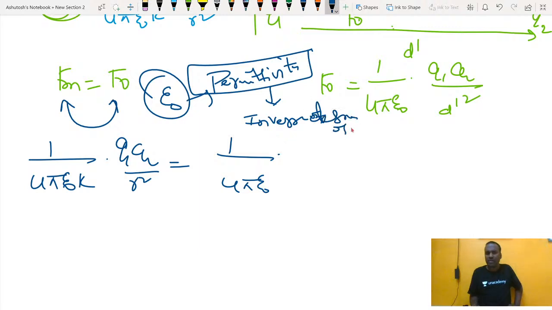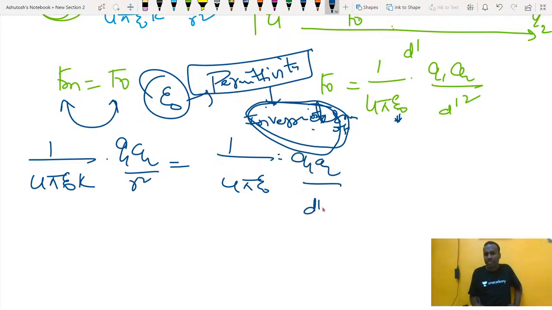See, electrostatic force depends on the medium. Since electrostatic force depends on the medium, the value of epsilon will change. In a medium, the force is reduced by k times, so it does not allow them to interact. That is the reason we mention 1 by 4 pi epsilon q1 q2 upon d dash square. So these two get cancelled over here.